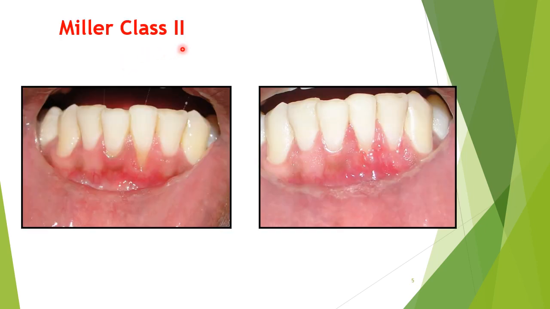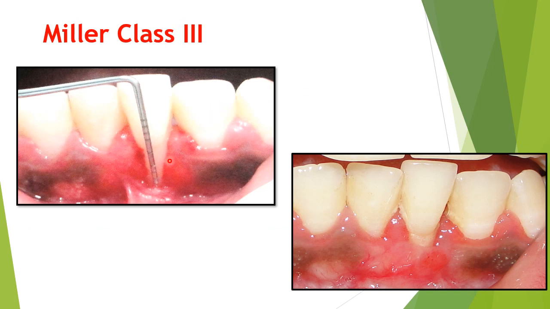This is Miller class 2. As you can appreciate, there is no interdental bone loss and soft tissue loss, but the recession has reached the mucogingival junction. You can appreciate this McCall's festoon type lesion. This has reached the mucogingival junction. But here also you can appreciate that we can achieve almost 100% root coverage. The choice of procedure will dictate how much success we achieve.